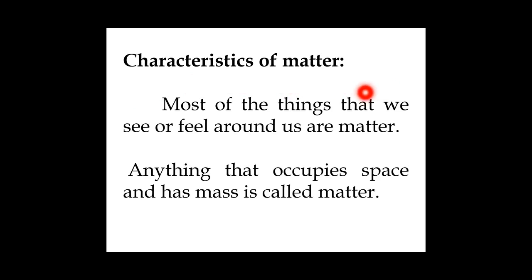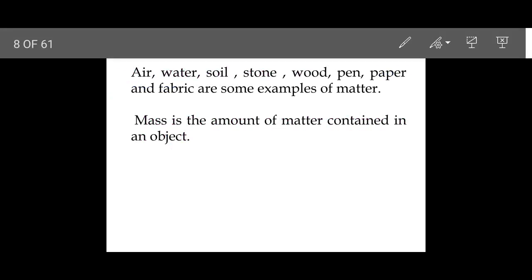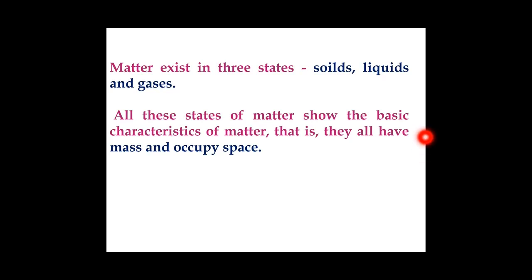Characteristics of matter. Most of the things that we see or feel around us are matter. Anything that occupies space and has mass is called matter. Matter exists in three states: solids, liquids, and gases. These three states of matter have mass and occupy space. All these states of matter show the basic characteristics of matter, that is, they all have mass and occupy space.